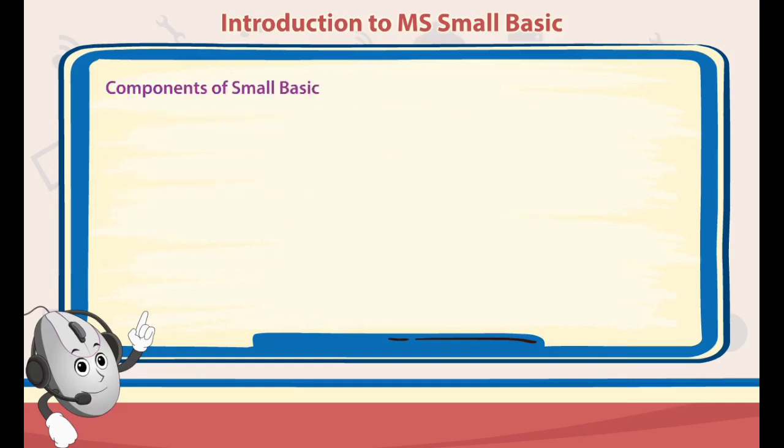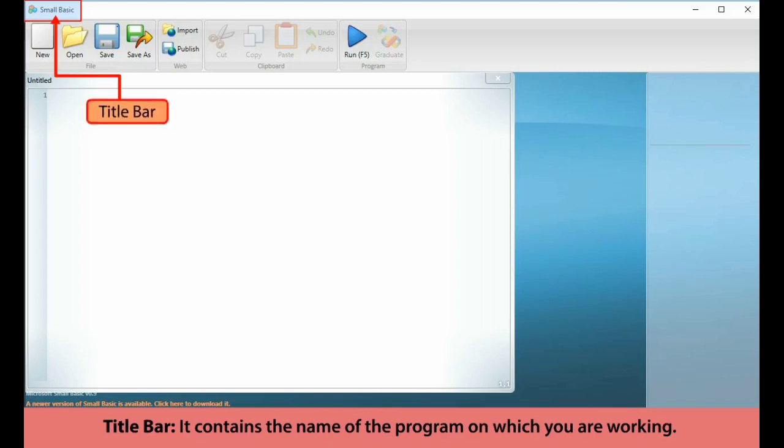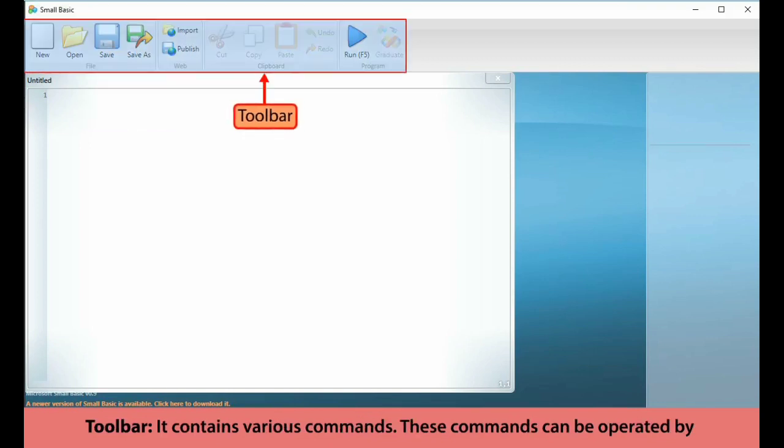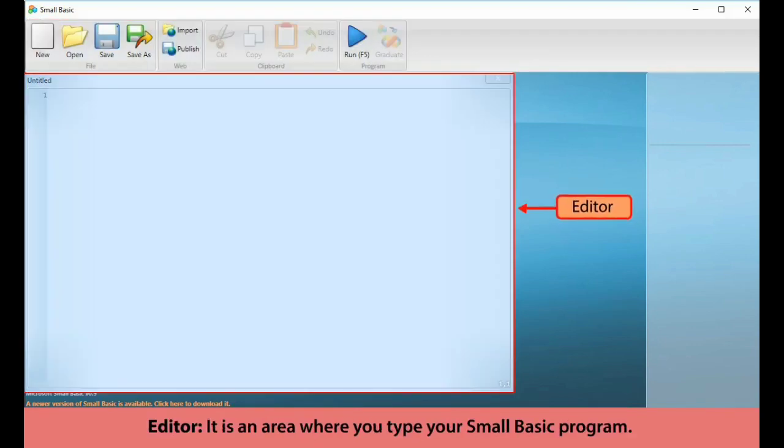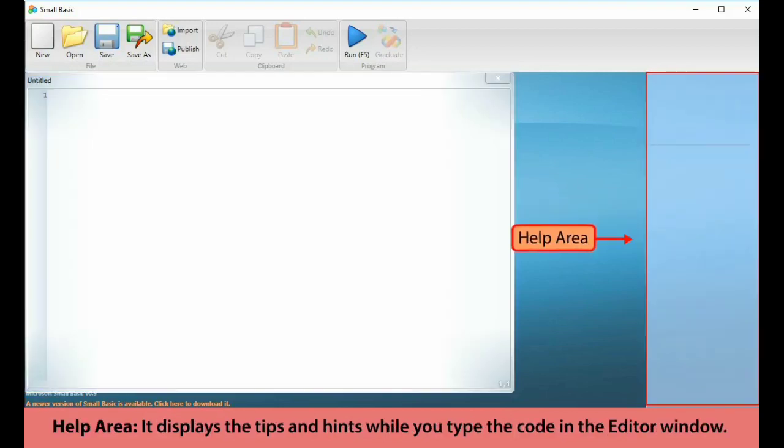Components of Small Basic. Let's learn about different components of Small Basic. Title bar. It contains the name of the program on which you are working. Toolbar. It contains various commands. These commands can be operated by clicking the buttons on the toolbar. Editor. It is an area where you type your Small Basic program. Help area. It displays the tips and hints while you type the code in the editor window.